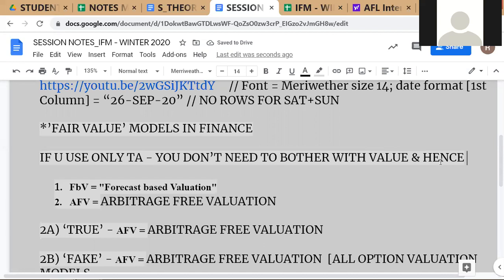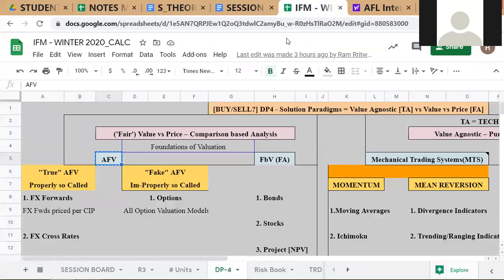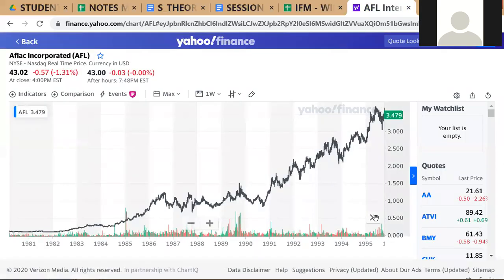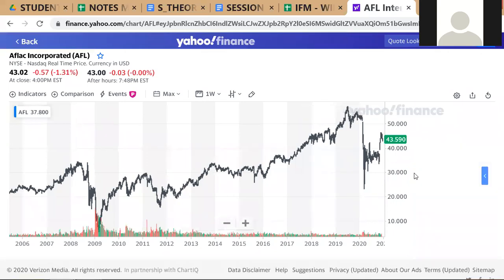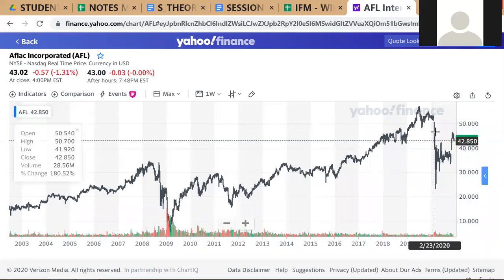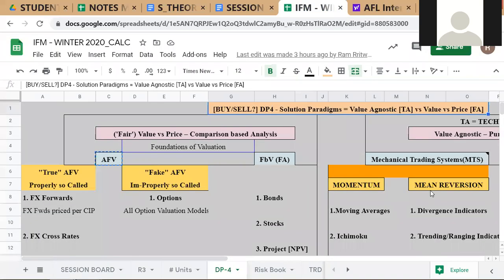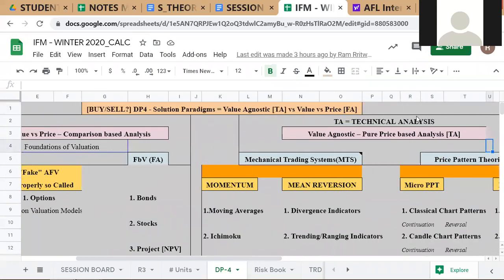Okay. So, and hence, fair value models. The main thing to understand here is that the whole discussion arises only in the context of buy and sell. Should I buy or sell something? So when I'm looking at Aflac, Aflac is an insurer, should I buy this stock or should I sell this stock? When I have to worry about this fundamental question, I could also solve it using TA, in which case I'm not bothered with this whole question of value.